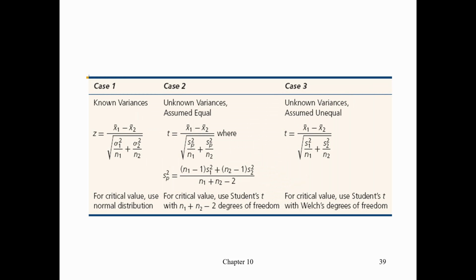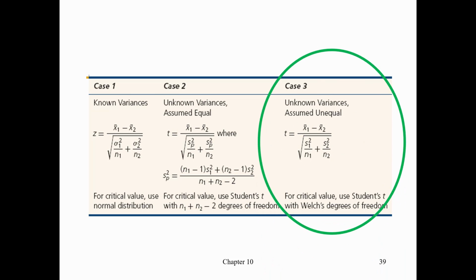So this is what I'm talking about. Known variances, very unlikely. Unknown variances, assumed equal is also unlikely. So we will just focus on unknown variances, assumed unequal. And this is what Megastat is actually doing for us. You can see that 2 sample means are involved, 2 sample standard deviations, and 2 sample sizes. You're basically comparing 2 samples.